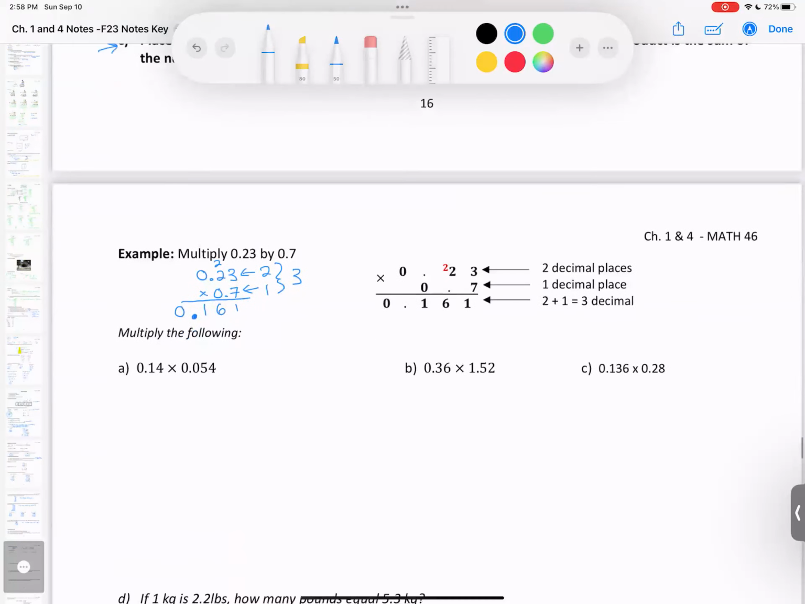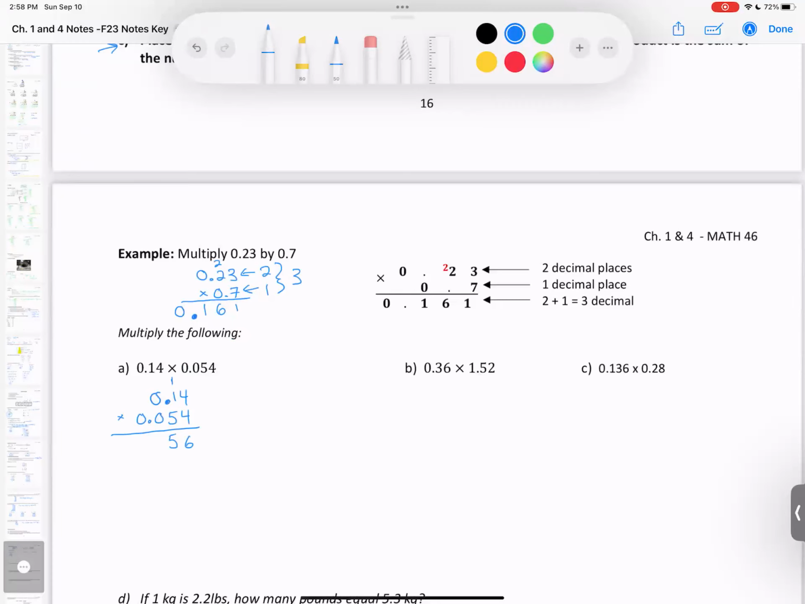Let's try another one. All right, so we've got 0.14, and we're multiplying by 0.054. Okay, so we're going to start with the 4. So 4 times 4 is 16, carry the 1. 4 times 1 gives us 4, and then we add that 1 for 5.